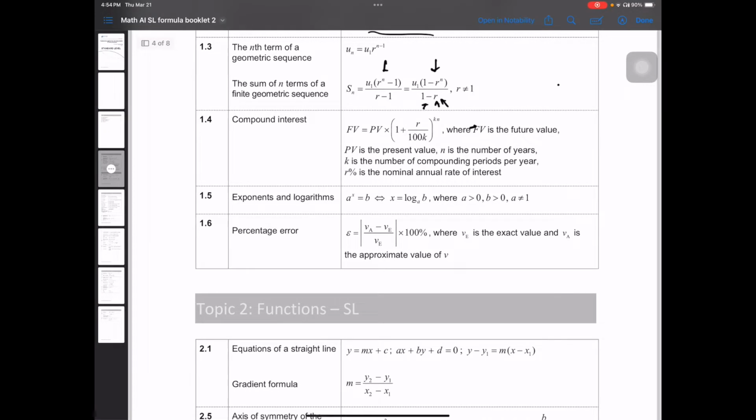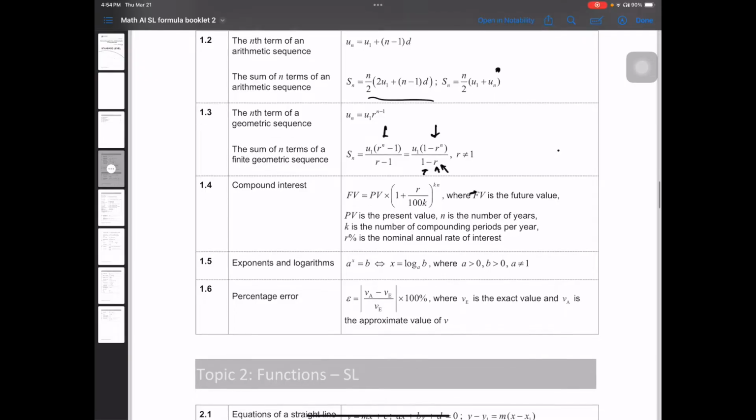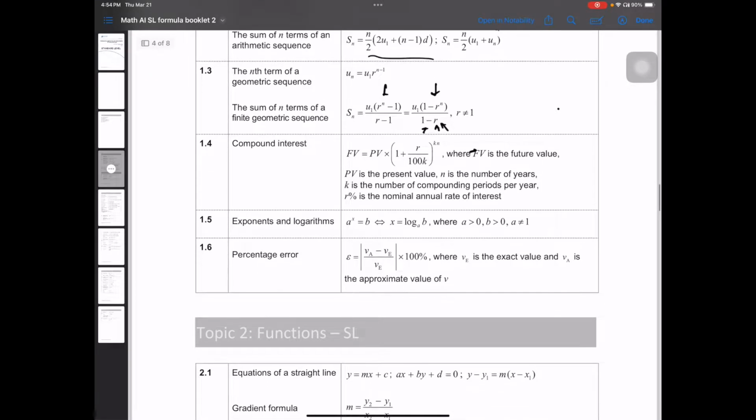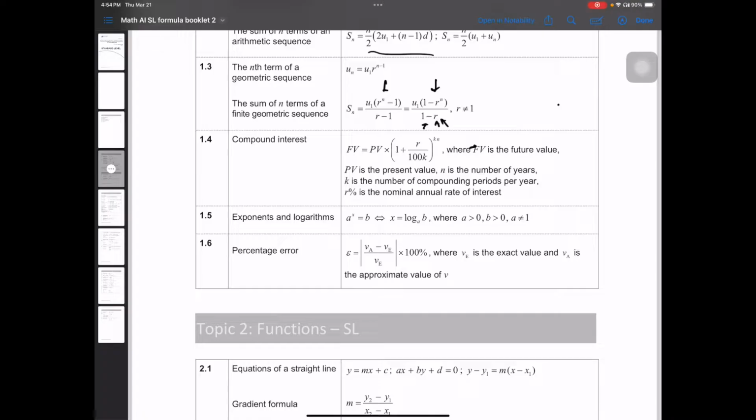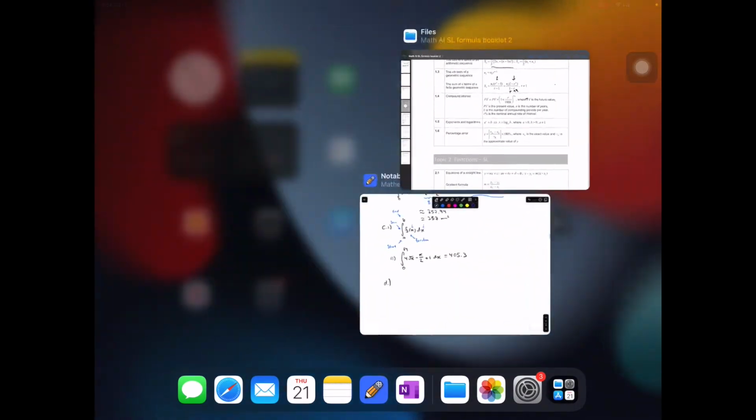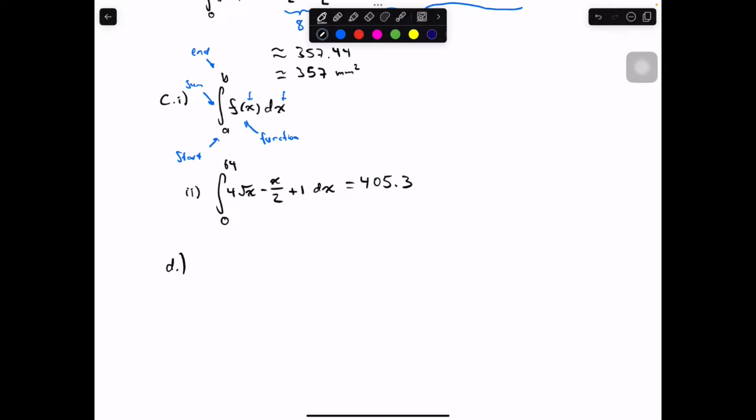Here we go. Under number and algebra, we have 1.6 percentage error. Right at the bottom, percentage error is equal to estimate minus exact over estimate times 100%. So let's go back. We'll write it out and explain what's going on. So we have percentage error is equal to, and then we have these absolute value signs. I'm actually going to write it out in words. Estimate minus exact over exact.